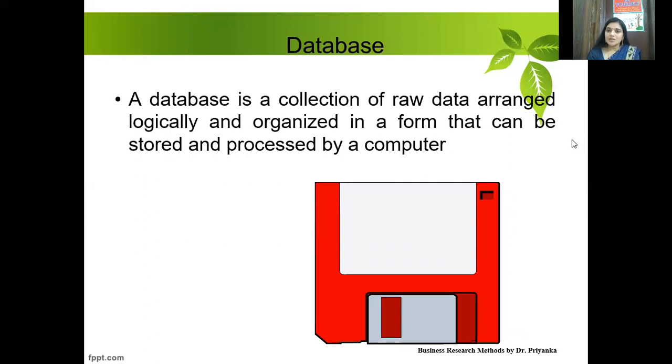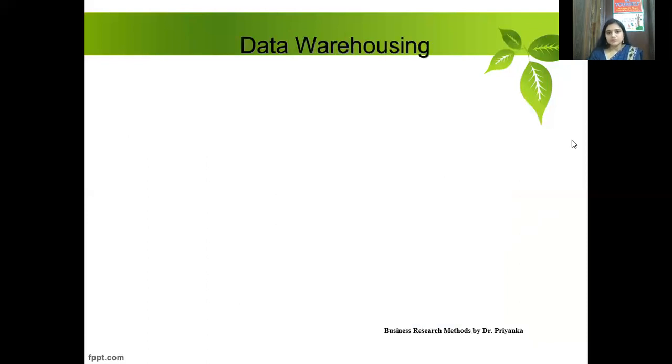A database basically is a collection of raw data arranged logically and organized in a form that can be stored and processed by a computer. That is not 100% arranged in a way you might want, but it is logically arranged so that you can also arrange it easily in the format you might be willing to.